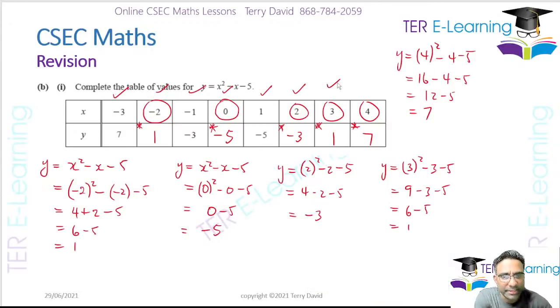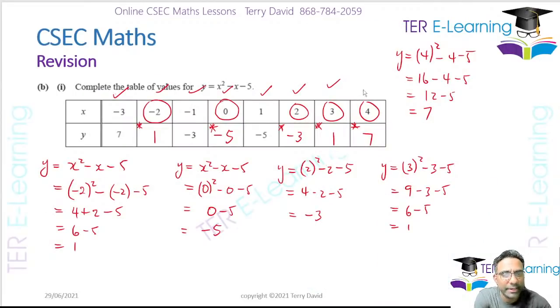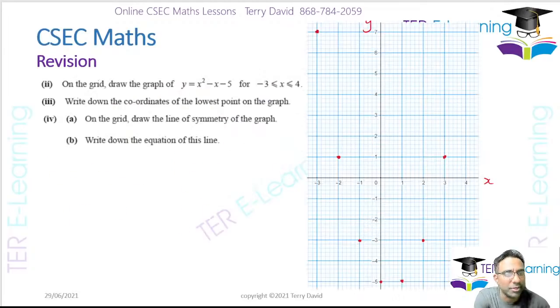Next point you're going to plot is 3, 1. So you come to the graph, you're plotting 3, 1. And then the last point we're going to plot here is 4, 7. Right? So you're plotting 4, 7. So 4, 7 is going to be up here.